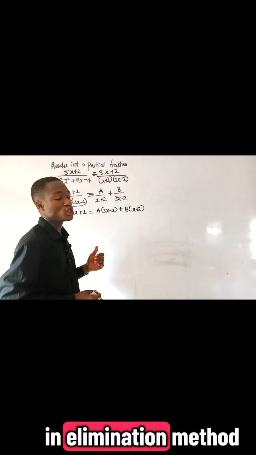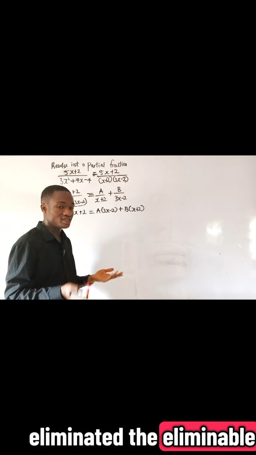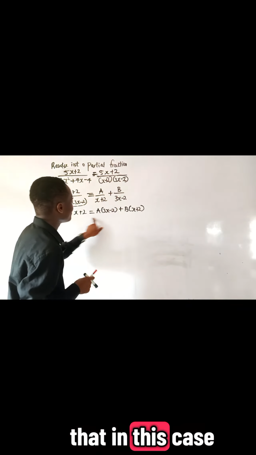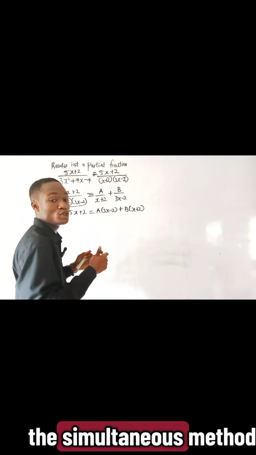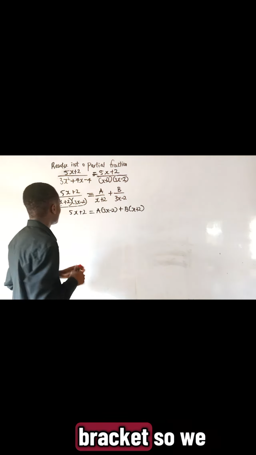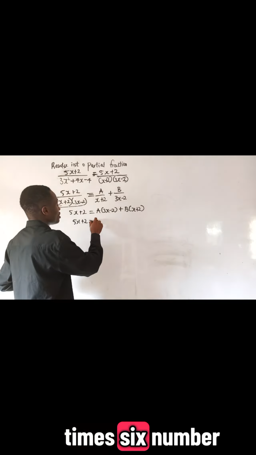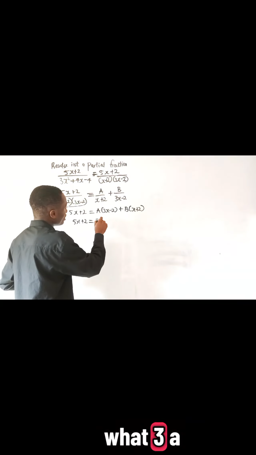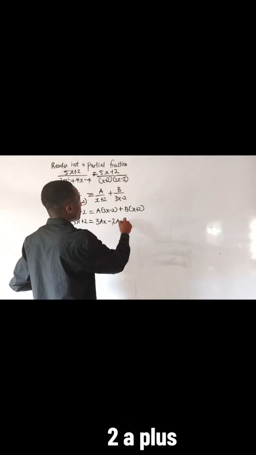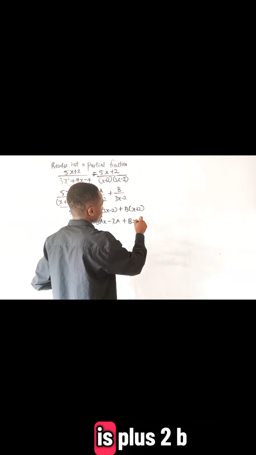Now, in the elimination method, we stopped at this point, then eliminated the eliminatable. So in this case, what would you use? We won't use the simultaneous method here. We open brackets. We open this bracket. So we have 5x plus 2 is equals to, now open a times this number before letters. So it will give 3ax minus 2a, plus b times x, bx, b times this, plus 2b.